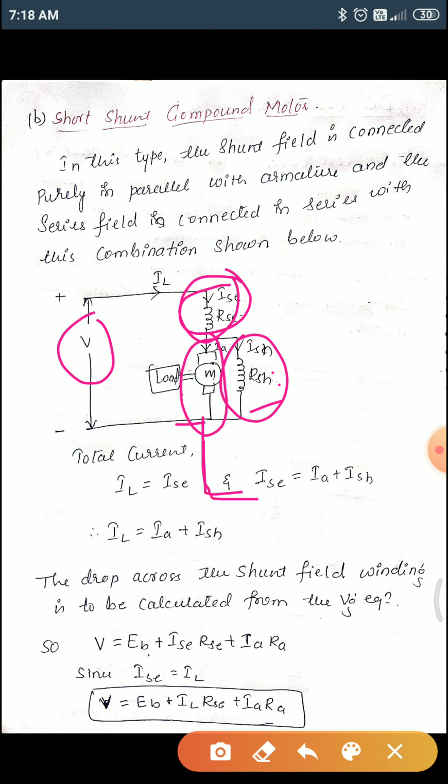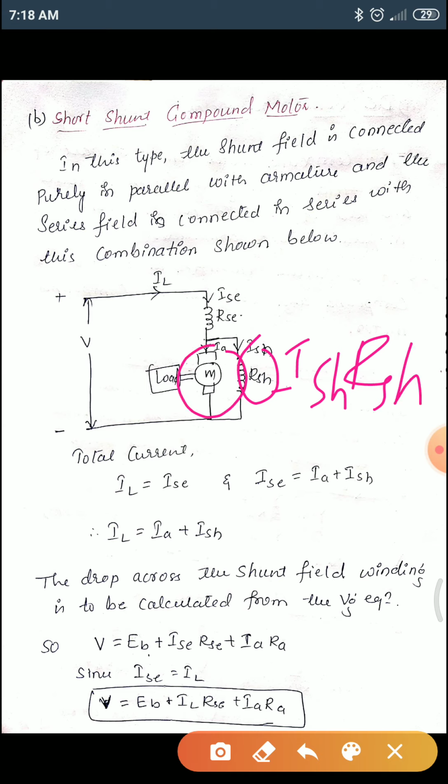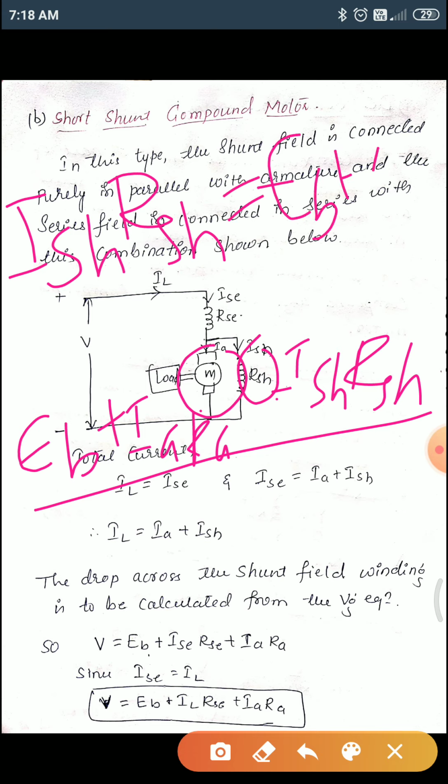First we'll decide what is the voltage across this one. The voltage across this field winding is ISH into RSH, right? And then what about the voltage drop across the armature? It is nothing but EB plus IARA. You have to remember this equation. These two are in parallel, so the voltage will be equal, right? So I'll write here and you note this down: ISH RSH, the shunt field voltage across the shunt field winding, will be equal to EB plus IARA.